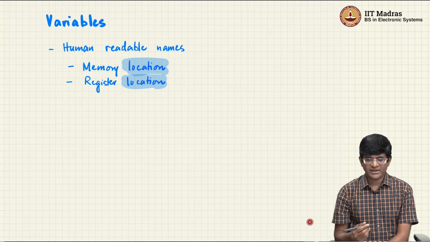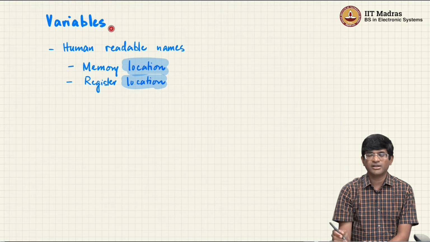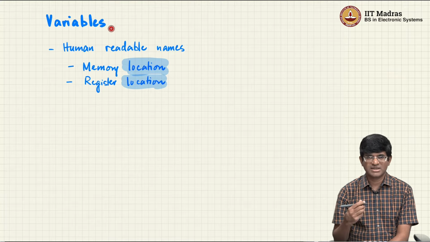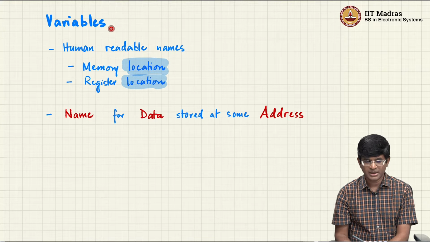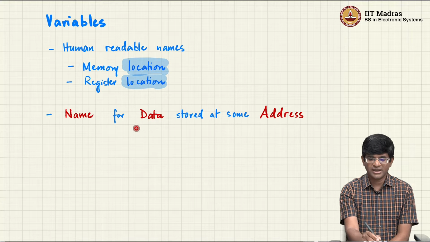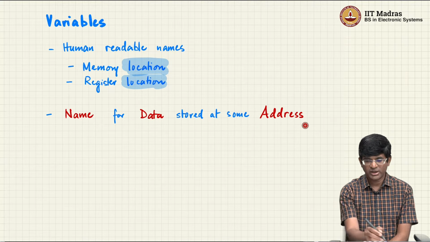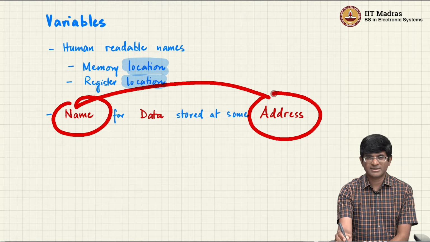So effectively, the concept of a variable is essentially a human readable name, right? It is an alias, some way of referring to a memory location or possibly a register location, basically a storage. It is, in other words, a name that is given to the data that is stored at some address. More importantly, you can think of it as the name associated with a given address. This is the important part over here.